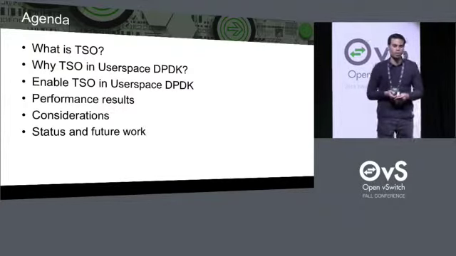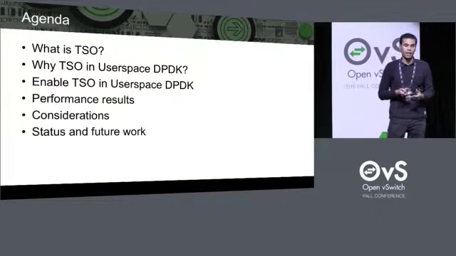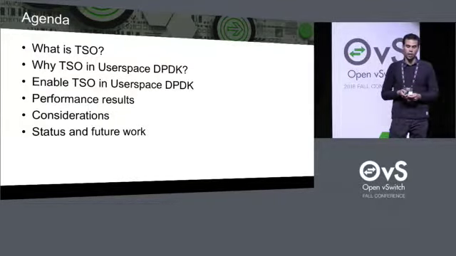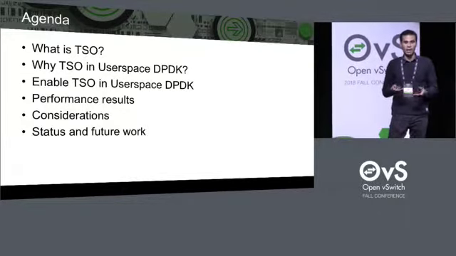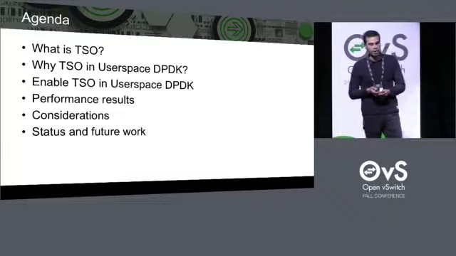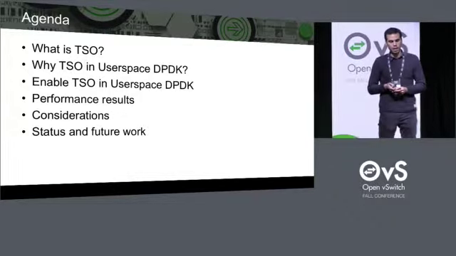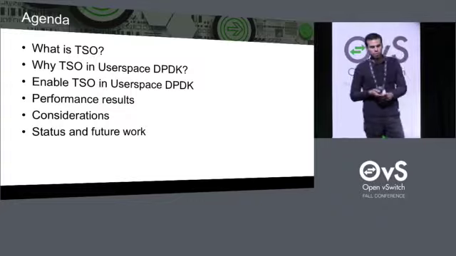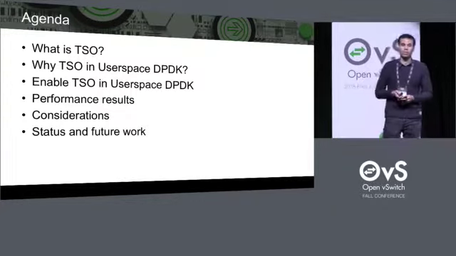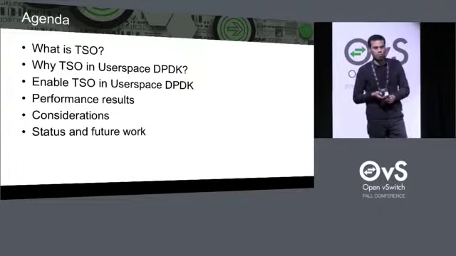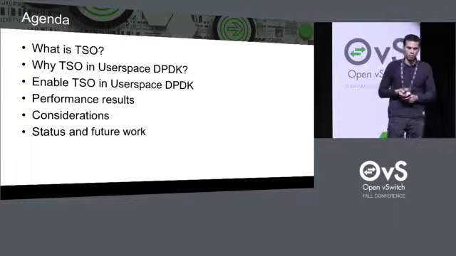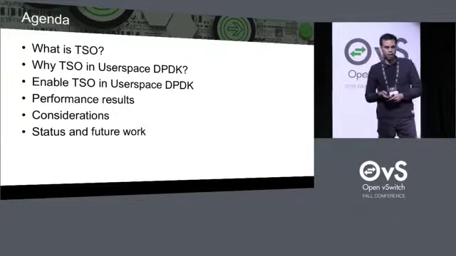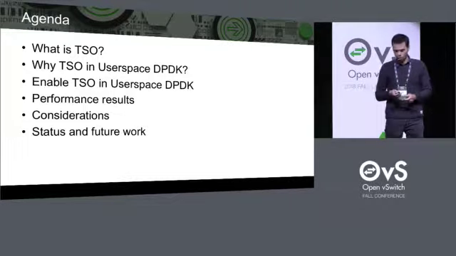Then we'll quickly move on into the gist of this presentation, which is explaining how we have enabled TSO in OvS-DPDK, and in specific, how we had to add support for a prerequisite, which is the multi-segment MBUFs. Then we'll show some performance results that we've been getting during our tests, and speak about some of the considerations that we have found while enabling this piece of work, which has some complexity attached to it. And finally, we also give you a status of the work presented here.